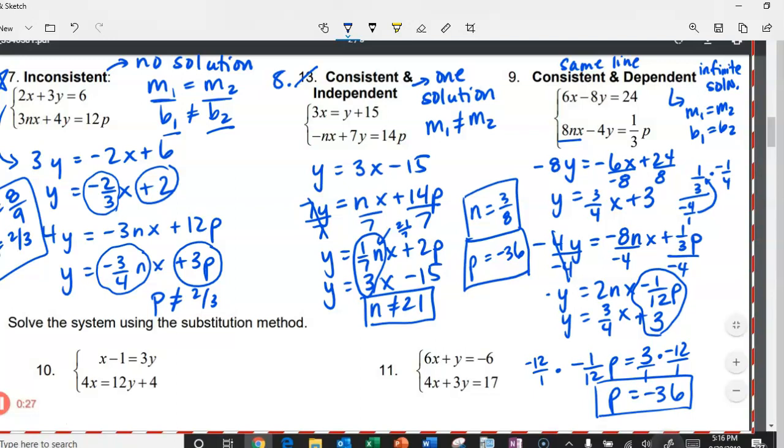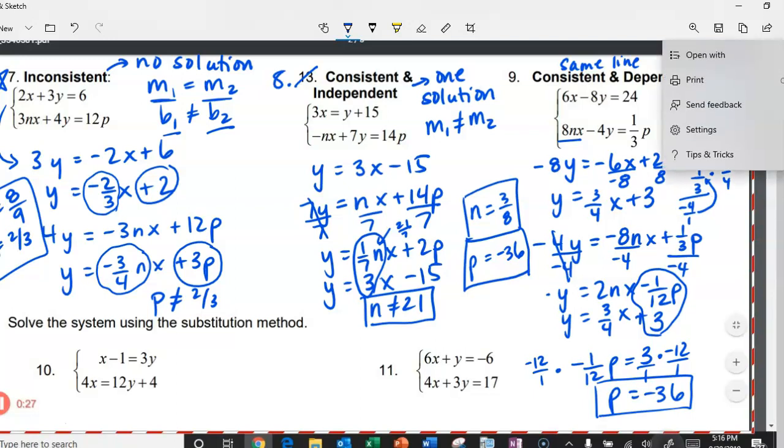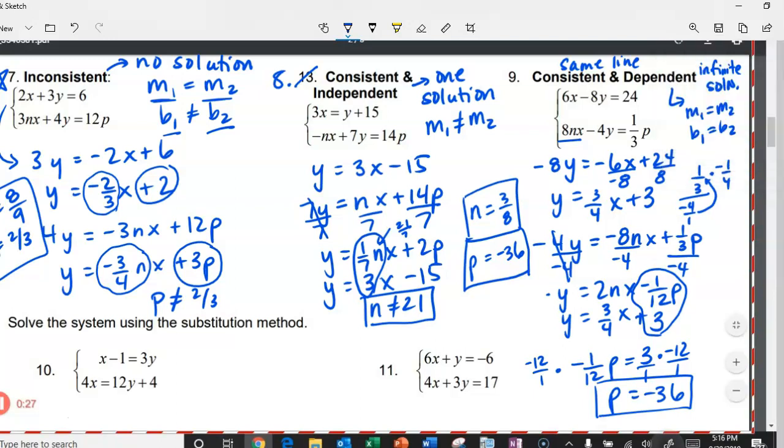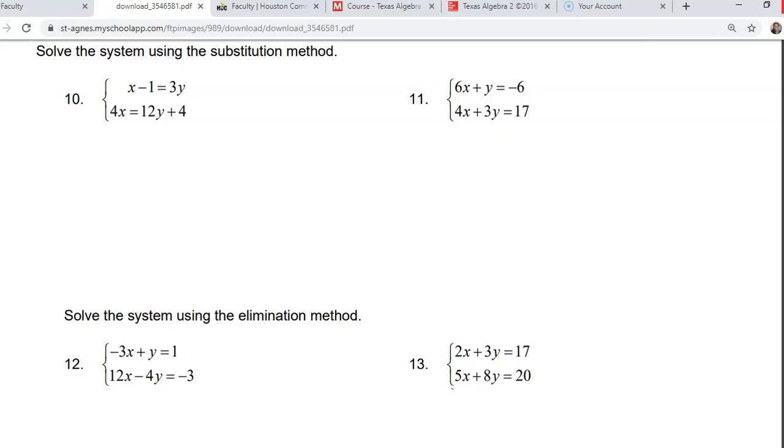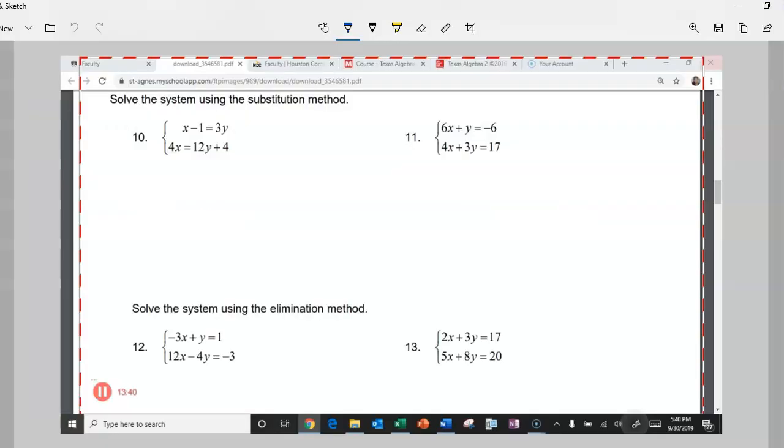Okay, so I'm going to clear this off for a second. I'm just going to close this. I'm going to move down, and let's talk about substitution and elimination. All right, here we go.